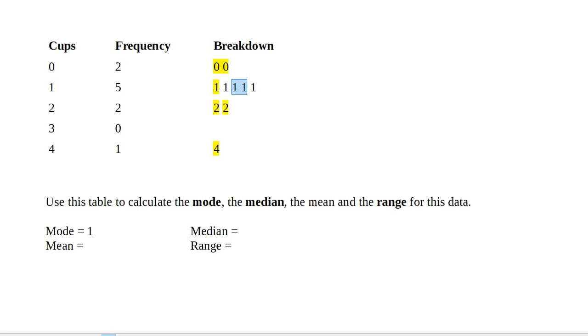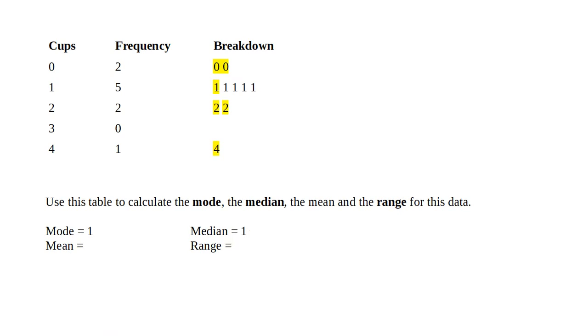Now, if I wasn't confident having that sort of layout, I could just write down 0, 0, 1, 1, 1, 1, 1, 2, 2, 4 in a row and then work it out. But that's quite a useful way to do it as well. So I can see that my median is 1.